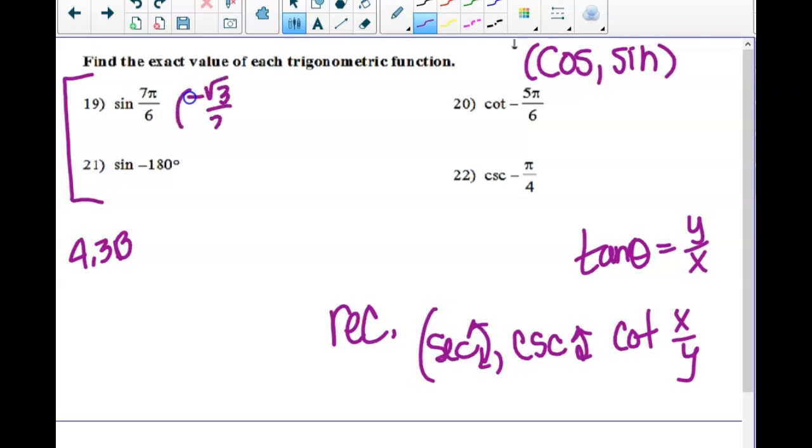Negative square root of 3 over 2, negative 1/2. This is using the unit circle, guys. So which one of those is the sine? The negative 1/2.